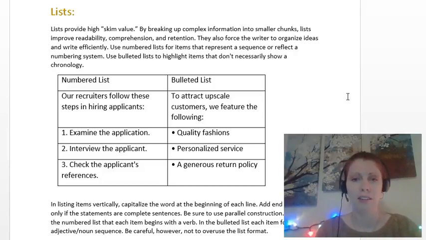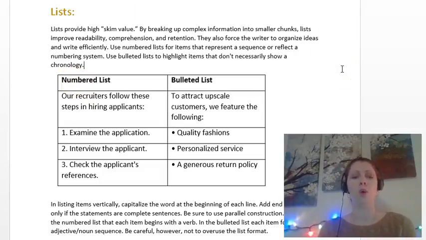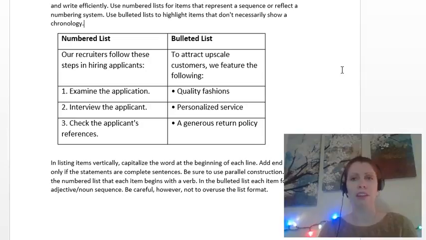Versus a bulleted list where we have, to attract upscale customers, we feature the following. So this is a list of services that they might provide. So some things like quality fashions, personalized service, and a generous return policy. So again, numbered lists for things that have an order, bulleted lists for things that you want to list but don't have a specific order to them in how they have to be done.